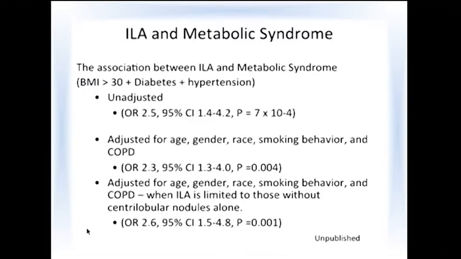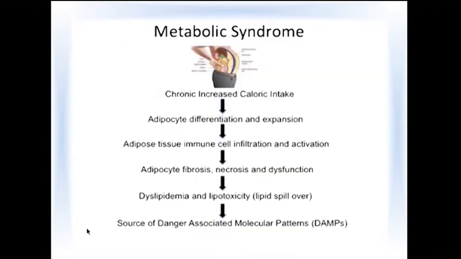So when we use BMI greater than 30, diabetes and hypertension, the odds ratio of having these abnormalities was 2.5. And when we adjusted, we had an odds ratio of 2.3. So these are actually significant, mostly in the individuals who have subpleural disease. So again, it's not the RB-ILD subjects, it's these individuals who have this radiographic pattern that suggests that they're going to develop one of the IIPs. And again, the odds ratio over here was 2.6. So I think this is at least interesting.